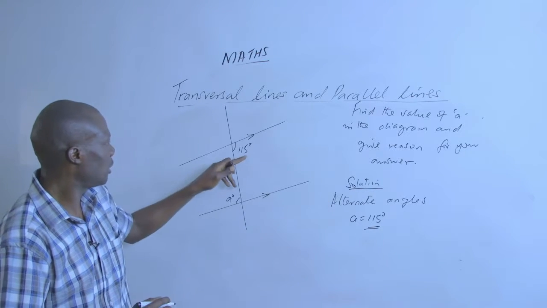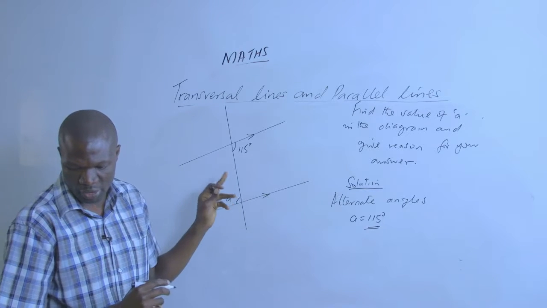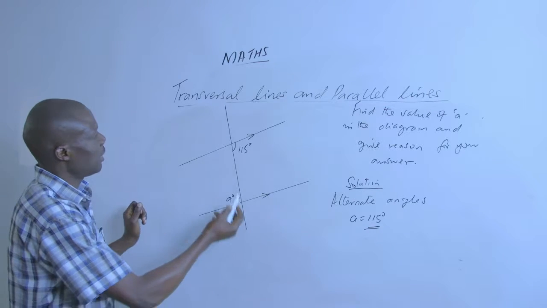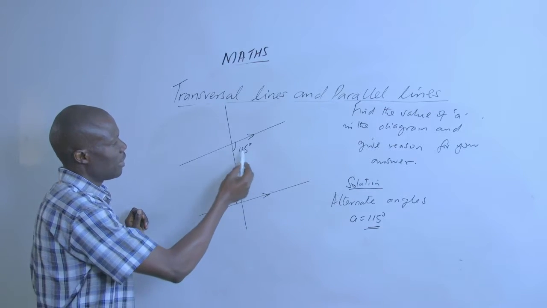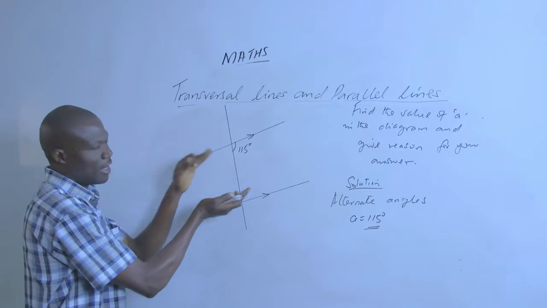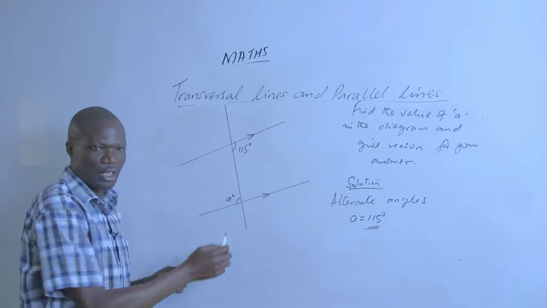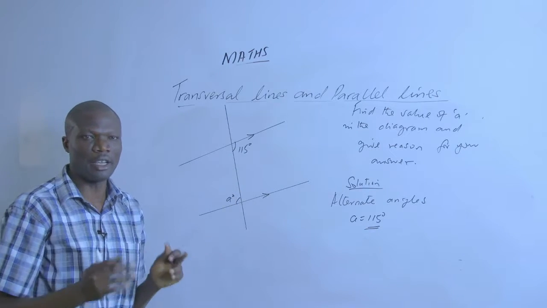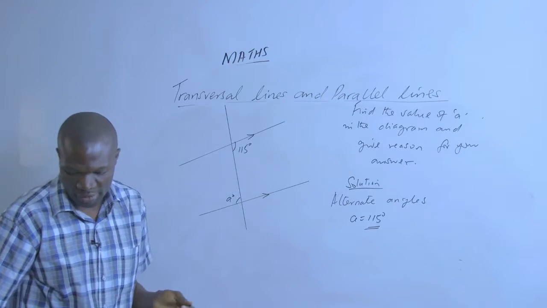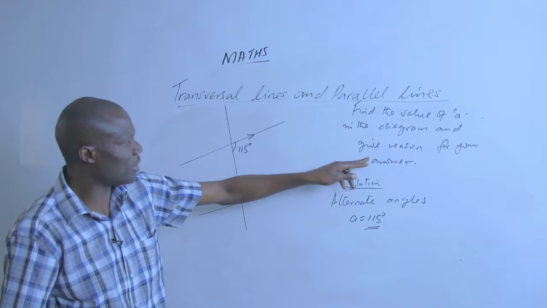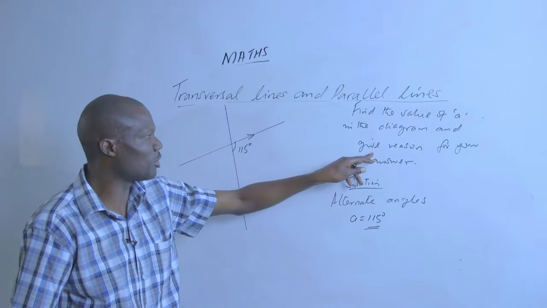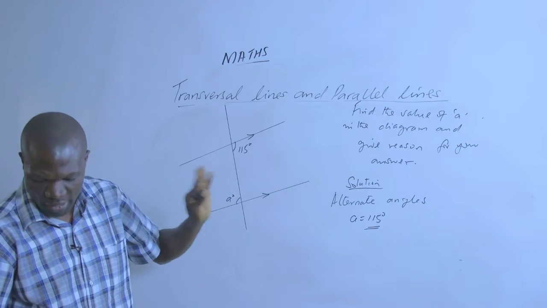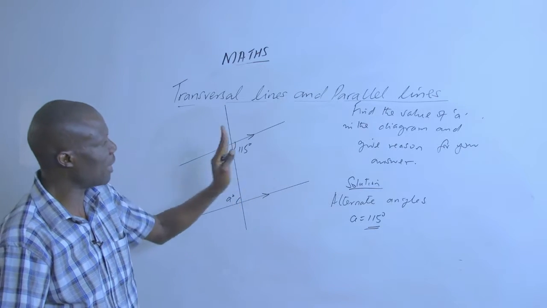And why we say this is that we've said they are alternate angles, and the reason why they are alternate is that they are falling on the opposite side of the transversal line inside the two parallel lines. And if the angles are alternate, then they are equal given that the two lines are parallel. But note that we have been asked to state the reason for our answer. The reason here is that alternate angles in parallel lines are equal.